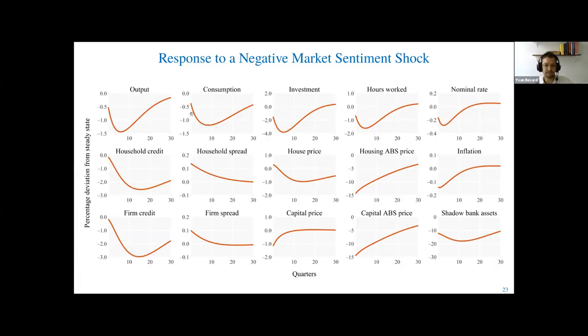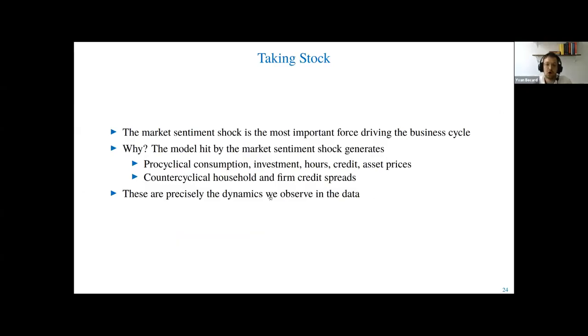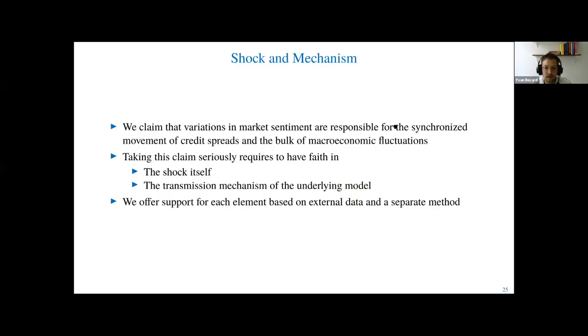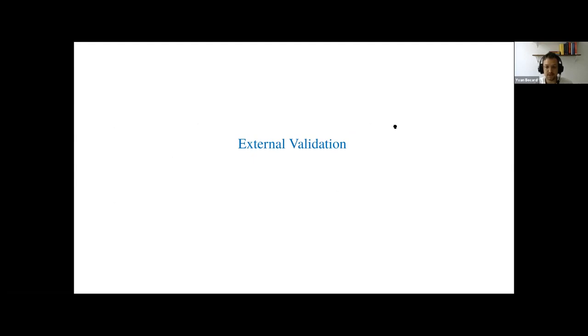So all this behavior that the model implies is actually what we observe in the data, because we have pro-cyclical consumption, investment, and work, and also counter-cyclical spreads. So the reason why the shock is able to explain such a large share of the variables is that it actually generates the dynamics we observe in the data: pro-cyclical consumption, investment, hours, credit and asset prices, and counter-cyclical spreads.